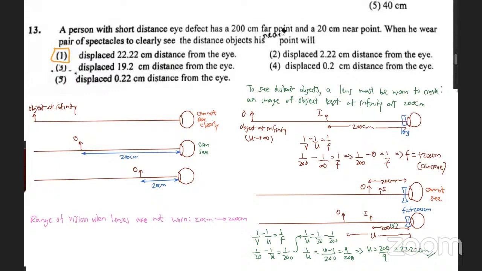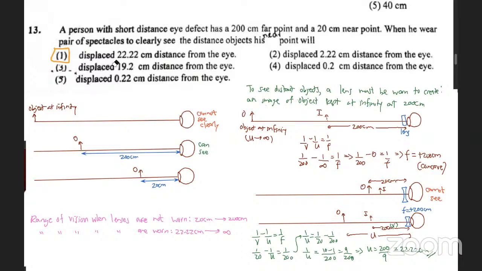Okay. Well, right. Wait. I didn't read the question. I didn't read the answers. Wait. I'm now coming back to the answers. And now range of vision when lenses are worn. What about the new range of vision, people? New range of vision is going to be 22.22 centimeter to where? Infinity. Which is not bad at all. Just 2 centimeters, right? Fine.